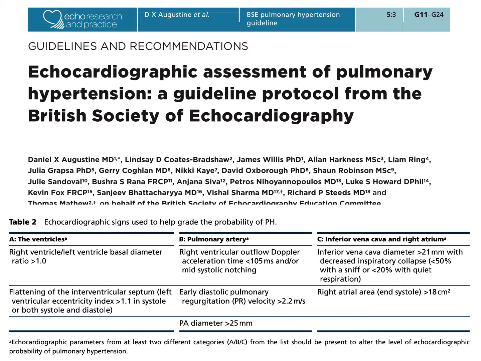The British Society of Echo have proposed a way of actually assessing the presence or absence of pulmonary hypertension by expanding upon the previously defined categories outlined by the European Society of Cardiology. They suggest looking at the qualitative features within the right ventricle, the pulmonary artery, or the inferior vena cava and right atrium, and determining whether there is or is not the presence of abnormalities qualitatively in 2 or more of those structures.